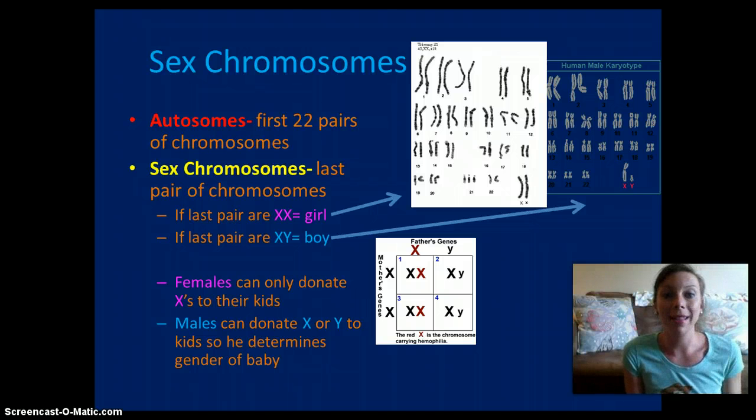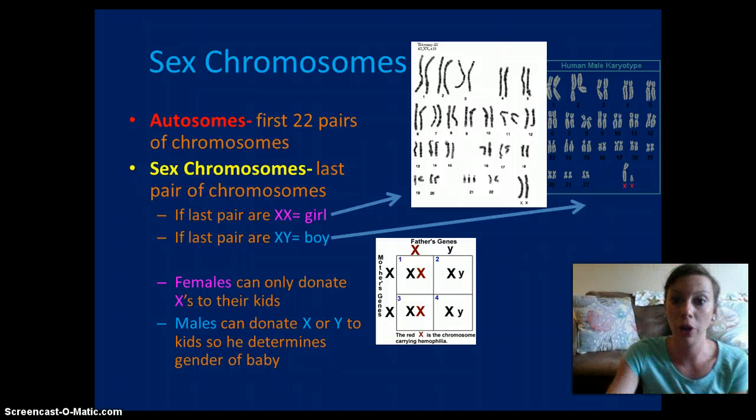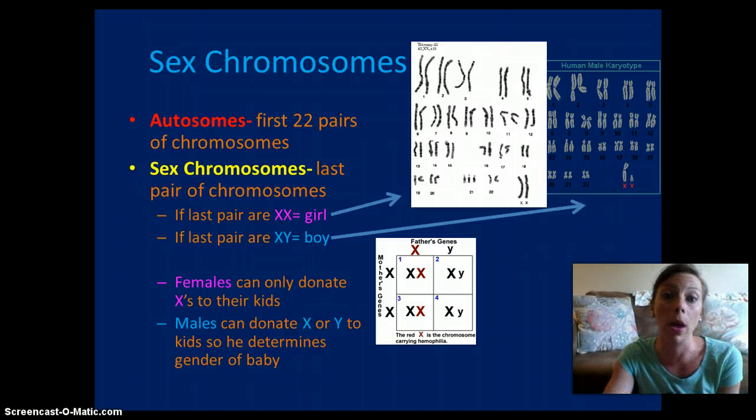Females can only donate the X's to their kids, and males can donate either an X or a Y, and they are going to determine the gender of the baby. So if we have a mother who is XX and a father who is XY, you have a 50-50 chance of having a boy or a girl.